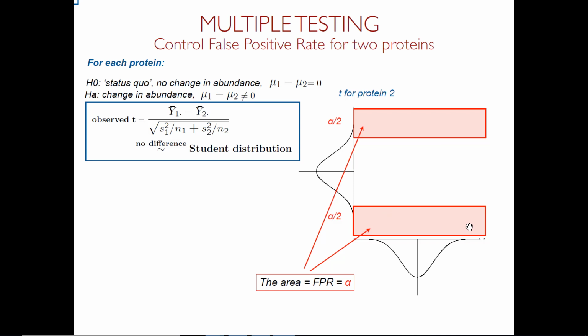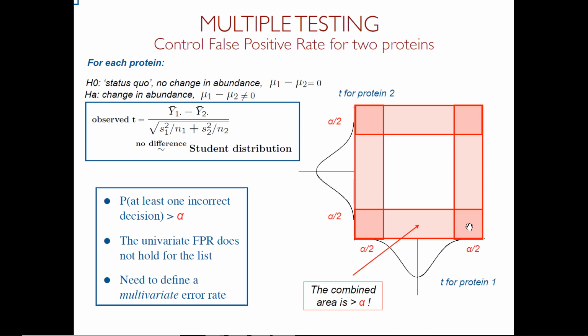But our experiment has both proteins. So the probability of having at least one false positive is actually both of these areas combined, which is, of course, more than 0.05. And this is just for two proteins, and if we have 10,000 proteins, the probability of at least one false positive is 1. So we're guaranteed to have at least one false positive in these cases. So how can we deal with that?